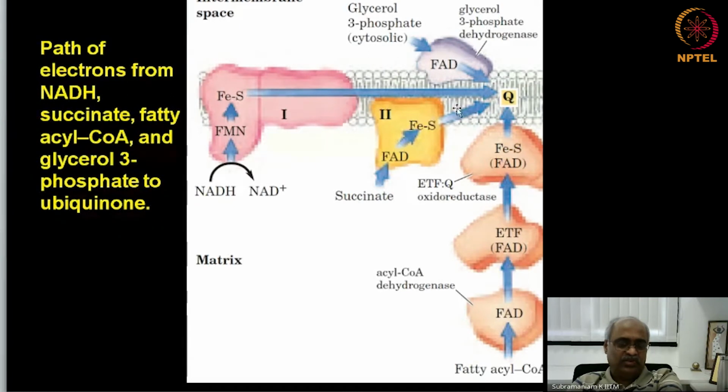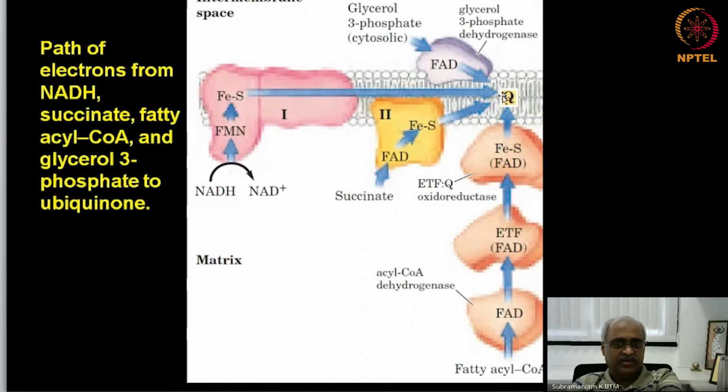Ubiquinone, as we have seen, can accept one or two electrons at a time. It can also donate one or two electrons at a time. That becomes crucial for the next steps. Complex 3 is going to transfer electrons to cytochrome C, and that accepts only one electron. So this QH2, having two protons and two electrons, will have to transfer one at a time, and that is accomplished by a process called the Q cycle. I'll explain that while we are discussing complex 3.